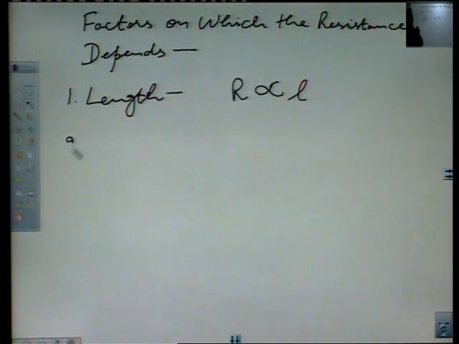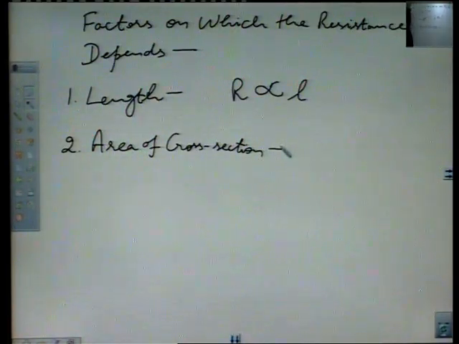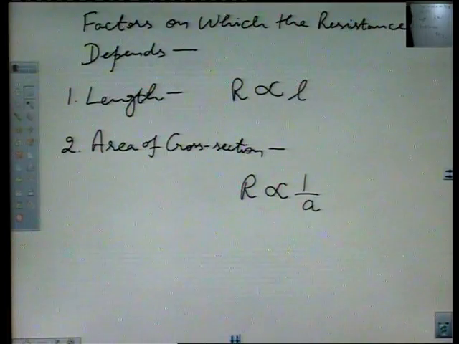The second factor on which resistance depends is area of cross section. The larger the area of cross section, the more conveniently the charge carriers can move from one end of the conductor to the other end, and the lesser will be the resistance of the material. So, resistance of the material is inversely proportional to the area of cross section of the material.